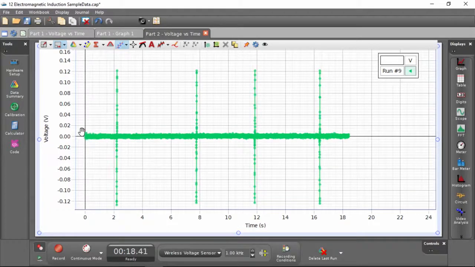Okay. You're not going to do a graph with this data, but you are going to get the average peak voltage from each pair of those spikes, and then see if you can figure out what's going on with the effect of height, which is also sort of the effect of the speed of the magnet as it goes through. Okay, great. Good luck.